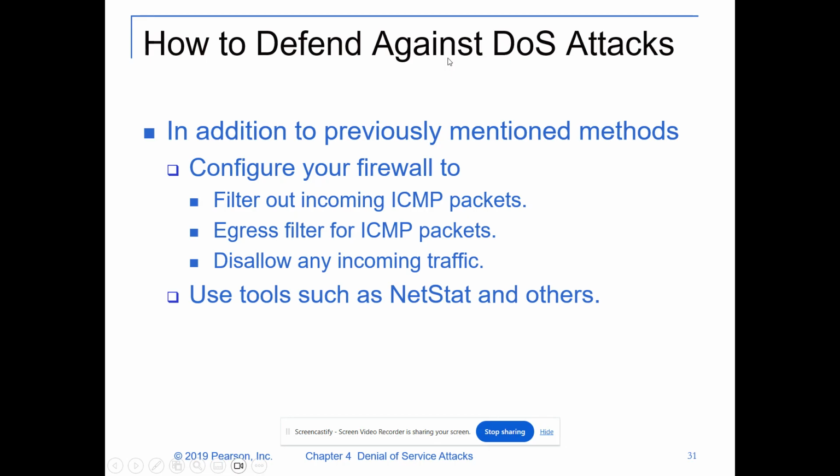In addition to the previously mentioned methods, in terms of defending against denial of service attacks, we want to make sure that you configure your firewall to filter out incoming ICMP packets. Configure your firewall to egress filter for ICMP packets. Configuring your firewall to disallow any incoming traffic might be considered extreme. Use tools such as NetStat and others.